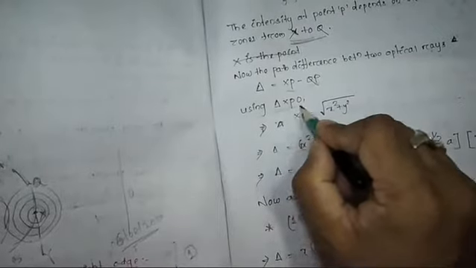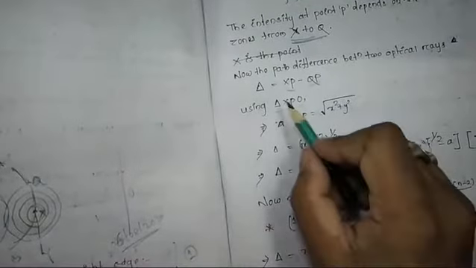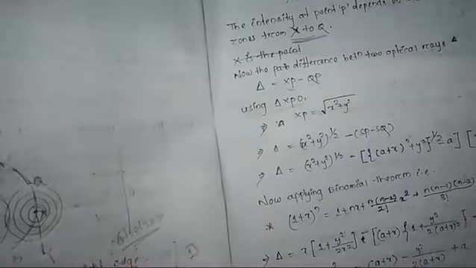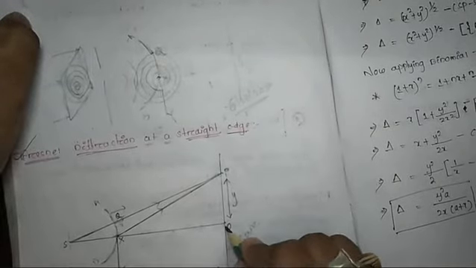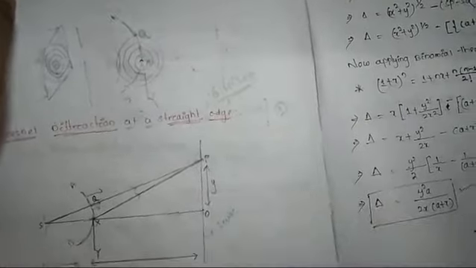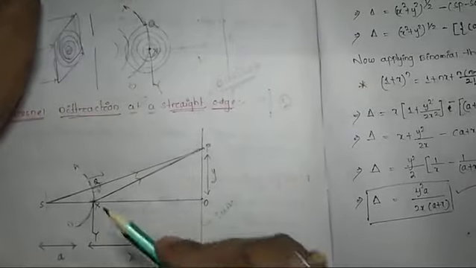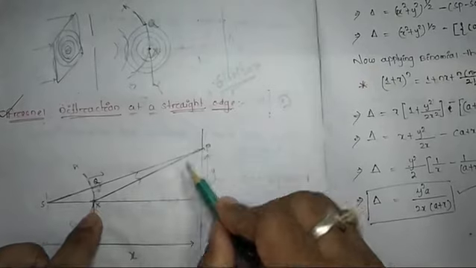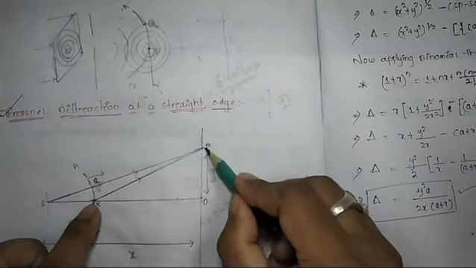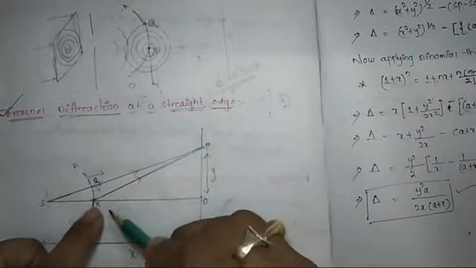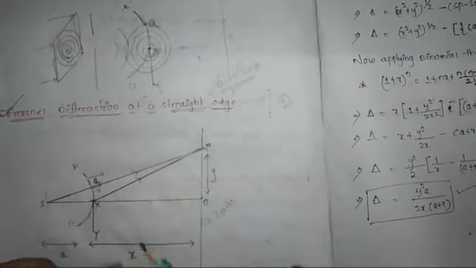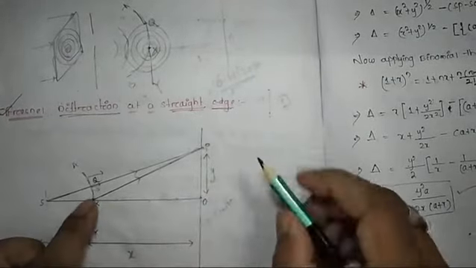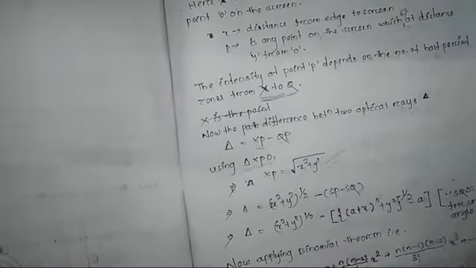The path difference between these two rays will be calculated by considering the triangle XPO. From the triangle XPO, XP is nothing but the square root of this distance squared plus this distance squared, up to this distance X to O, which is x squared plus y squared. That means XP is equal to the square root of x squared plus y squared.